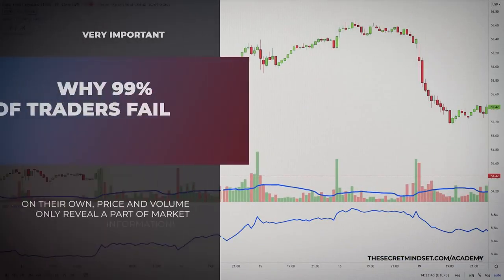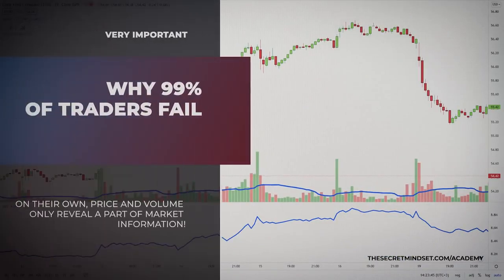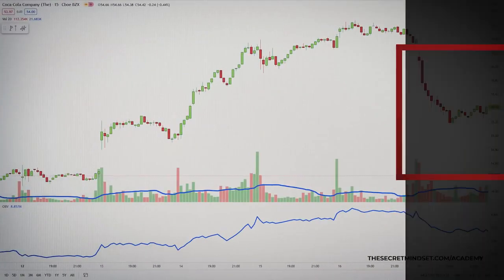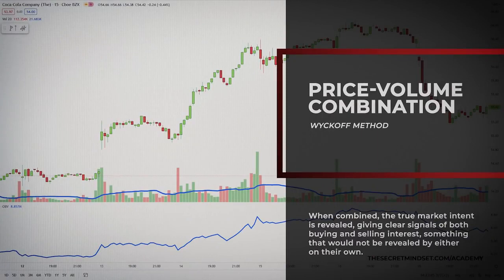On their own, price and volume only reveal a part of the market information. After all, price tells you a number. Volume on its own only tells you there is interest and nothing else. However, when combined, the true market intent is revealed, giving clear signals of both buying and selling interest, something that would not be revealed by either on their own.